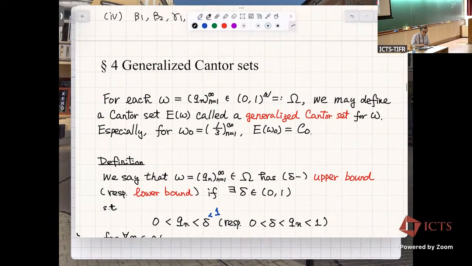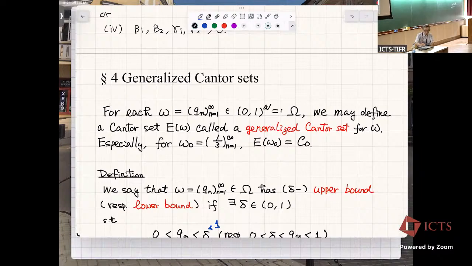Okay. So in other words, for each element of the product of the intervals, we can get so many various Cantor sets. And the standard one-third Cantor set corresponds to this omega 0, which is a constant sequence of 1/3. And yeah.